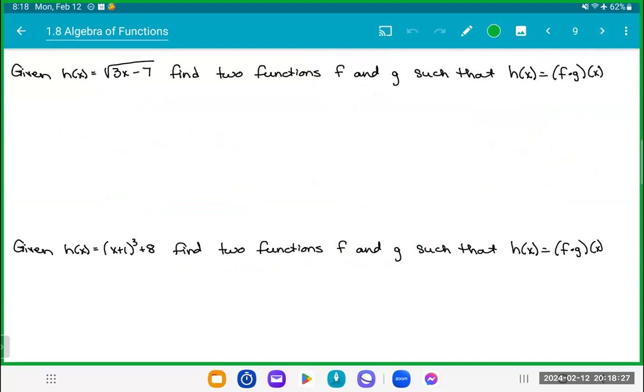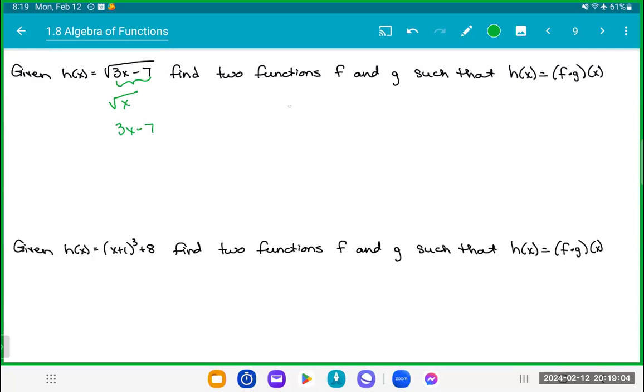All right, so for this next one, we're given the square root of 3x minus 7, and we're asked to find two functions, f and g, such that when I make the composition, I get this h function, okay? And so if you think about it, we can say this is all the innards, right? So if I had the square root of x, and I had 3x minus 7 as my two functions, now I just have to determine which one is f and which one is g.